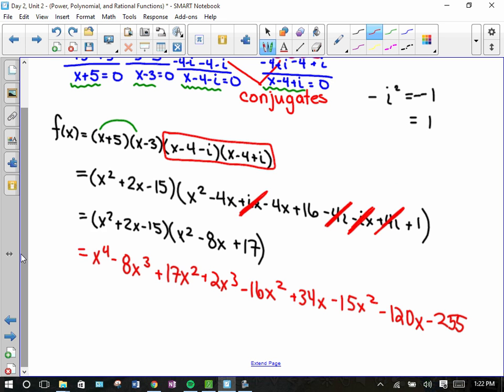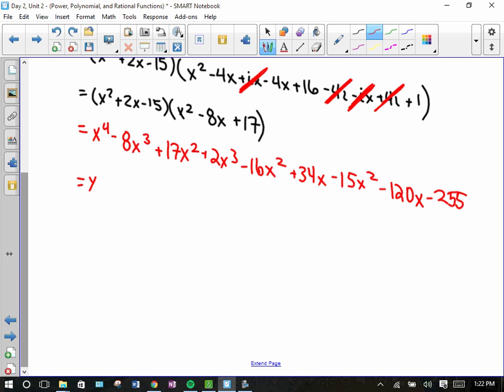So I just combine those. X to the 4. Negative 8x cubed plus 2x cubed is going to be minus 6x cubed. 17x squared minus 16x squared is 1x squared. Minus 15x squared would be minus 14x squared. And then 34x minus 120x is going to be negative 86x, I believe. And negative 2 minus 2.5.